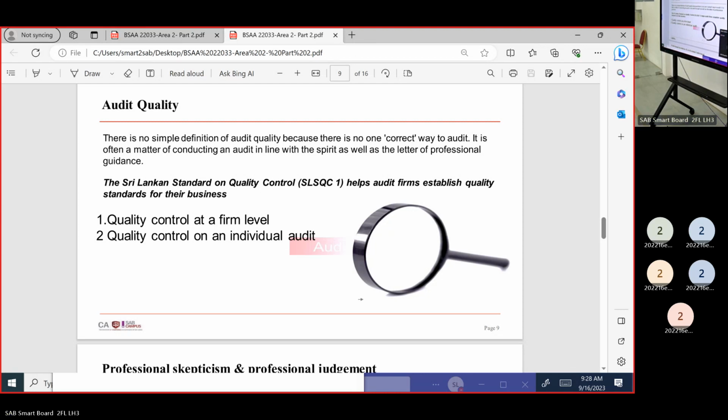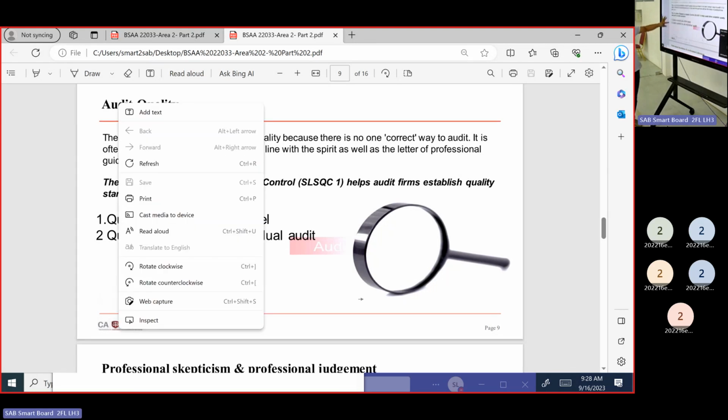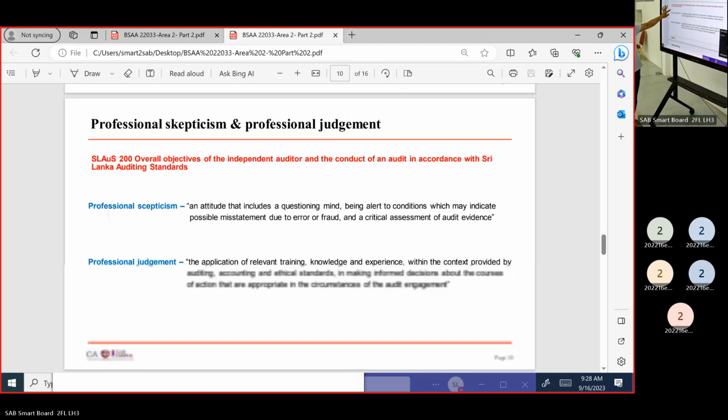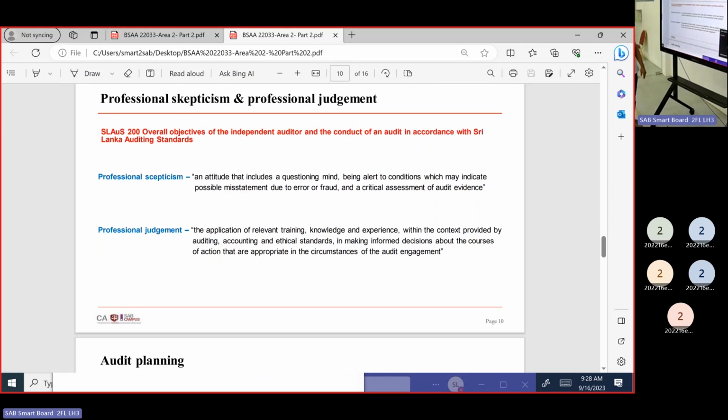Right. So then we can go to these new words. What do you think about this? Professional skepticism. Professional skepticism and professional judgment.